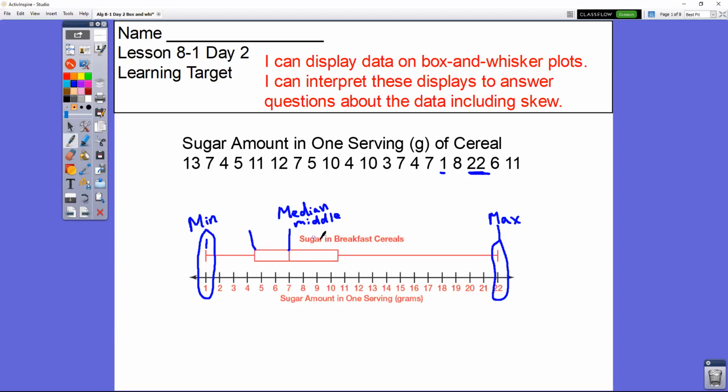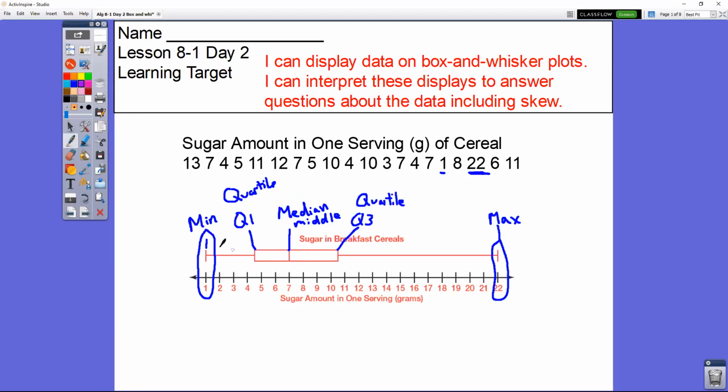Then we have the two edges of our box. So we have roughly about 4.5, and we have roughly about 10.5. So this is your Q1, and this is our Q3. What those really mean are quartile, all right? It's your first quartile and your third quartile. What those are is those are the median of the bottom half set of data and the median of the top half set of data.